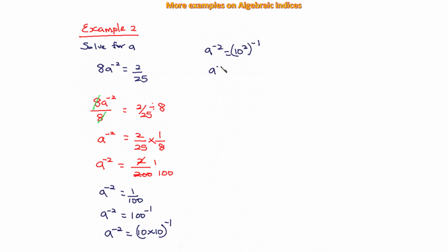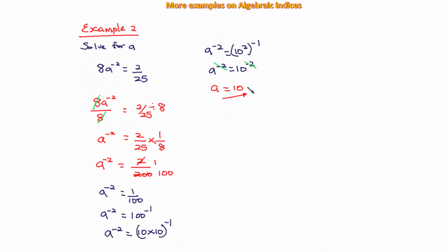Then you have a raised to power minus 2 is equal to 10, multiply the index of 10 with the one outside. 2 times minus 1 will give us minus 2. Now you have a raised to power minus 2 is equal to 10 raised to power minus 2. Then how do we get the value of a? Look at both indices. The index on the left-hand side and the index on the right-hand side are the same, minus 2, minus 2. Since those indices are the same, they can cancel themselves. Then finally, a is equal to 10.